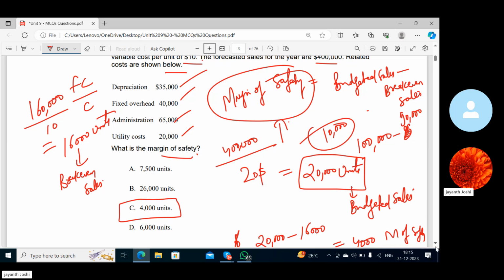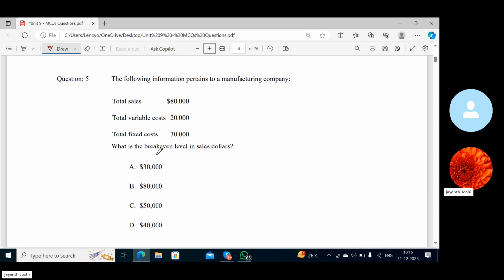Next question. They're asking break-even sales in dollars. I'm leaving this question to you. You have to tell me the formula. I'll write it down. Break-even sales in dollars. Fixed cost by contribution by sales, that is sales minus variable cost into sales. But just a second.